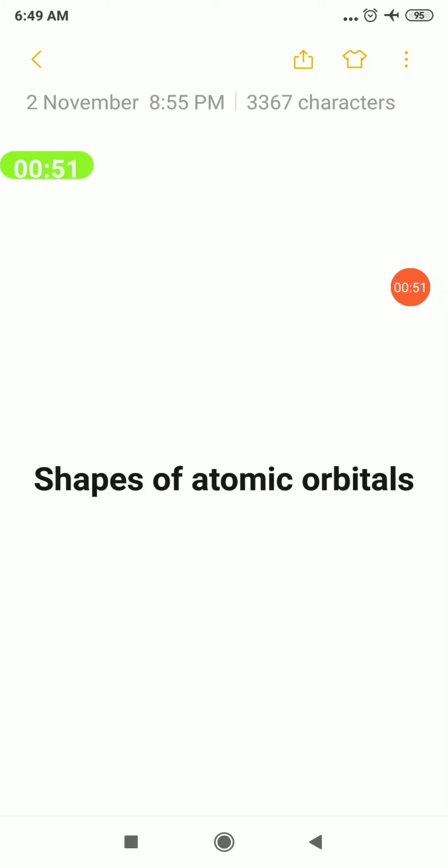Now we have 4 different types of orbitals: s orbital, p orbital, d orbital and f orbital. So we are going to discuss their shapes, how the shapes are given to those atomic orbitals. Let us start with the Schrödinger wave equation.